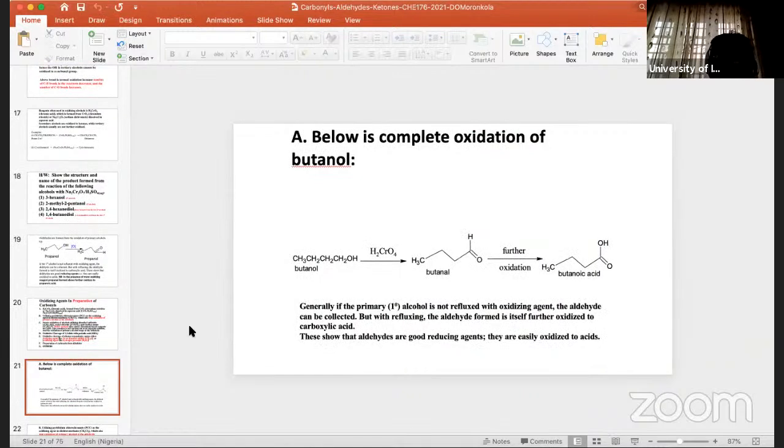We have treated this earlier. Anytime you have these chromium compounds, for a primary alcohol, we oxidize first to the aldehyde and finally to the butanoic acid. So generally, a primary alcohol, when it's not under reflux, produces your aldehyde, which you can collect. But on refluxing, in the presence of more of the chromate material, it oxidizes to the carboxylic acid. This shows that aldehydes are good reducing agents. We've earlier said that aldehydes are more reactive. They are better reducing agents than ketones.